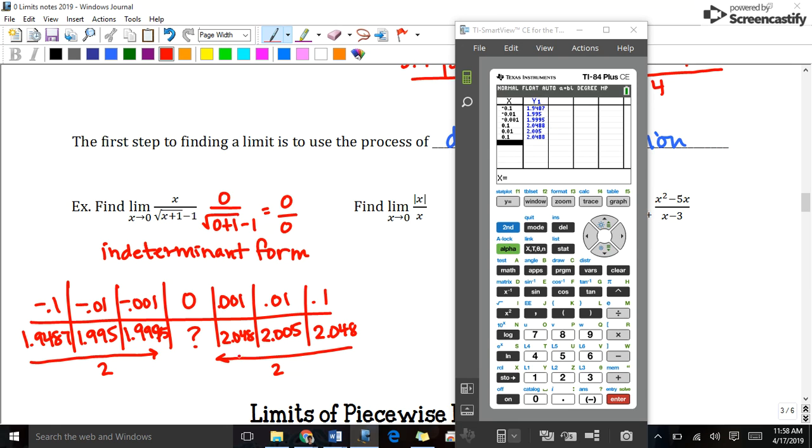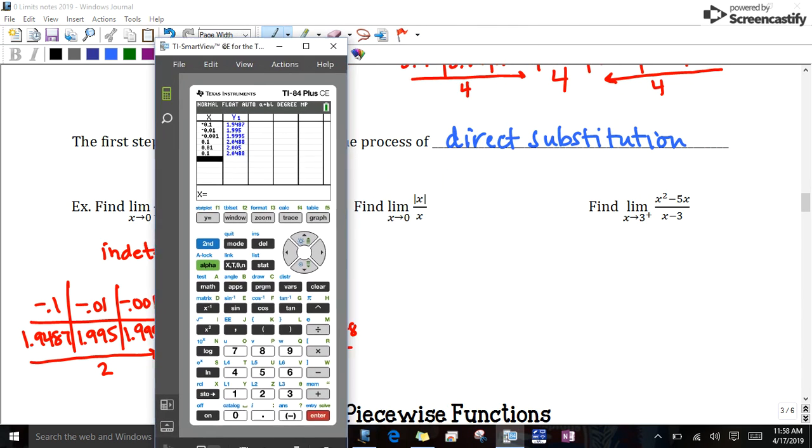So what do we think our limit is? The left side and right side are both approaching a value of 2. So that would be our limit. So that indeterminate form told us nothing.